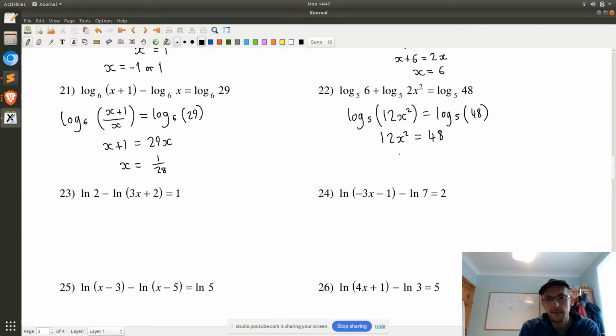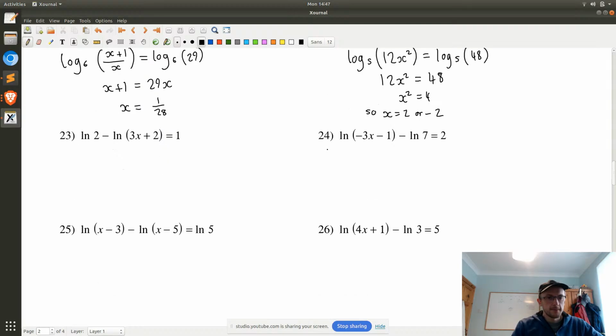But anyway, so x squared is 4. 2 or minus 2 seems to work just fine. Now ln, also known as the natural logarithm. That is an L followed by an N. Okay. There.